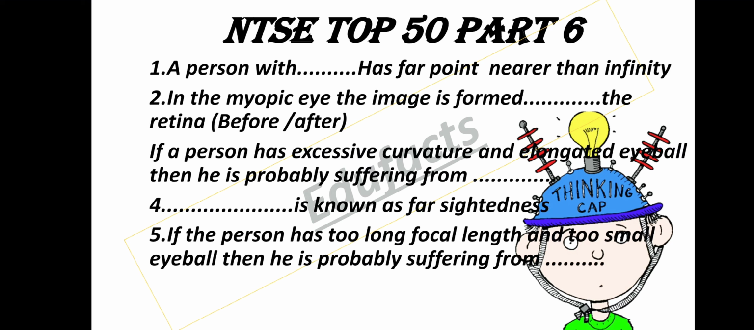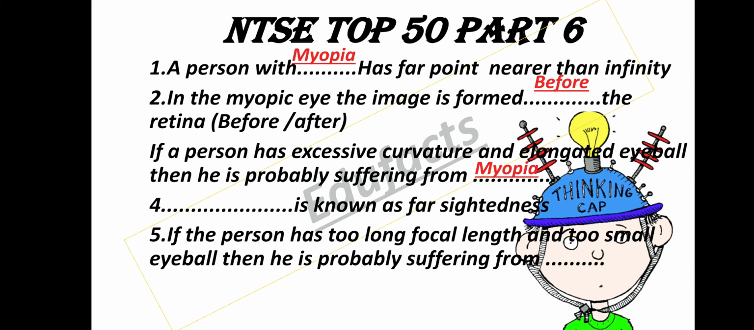So the first question here: a person with dash has far point nearer than infinity. The myopic person, a person with myopia, has far point nearer than infinity. The second question: in the myopic eye, the image is formed dash the retina, before the retina or after the retina? Obviously before the retina. If a person has excessive curvature and an elongated eyeball, then he is probably suffering from myopia. That is the characteristic feature, or the symptom, for myopic eyes.